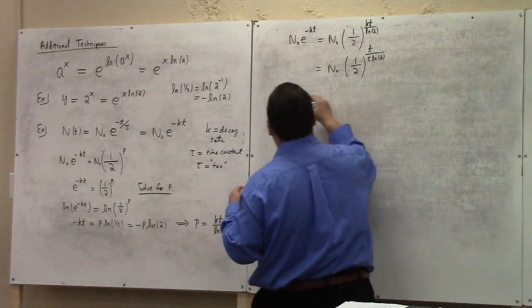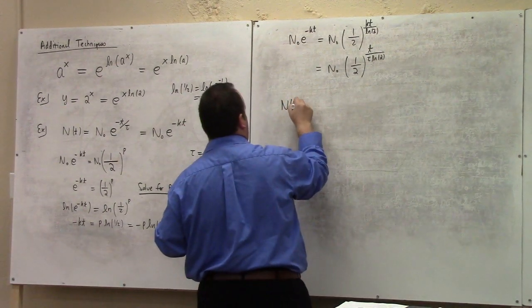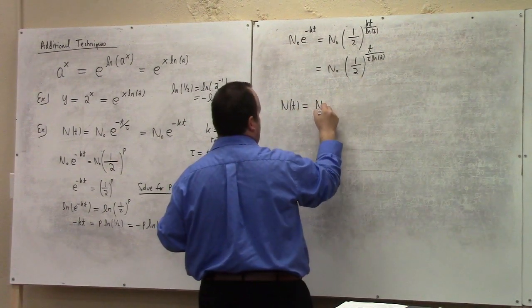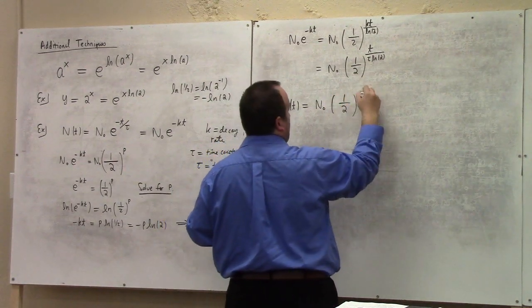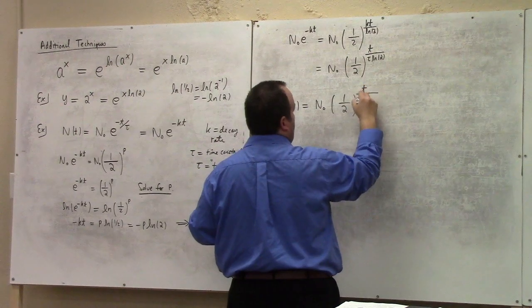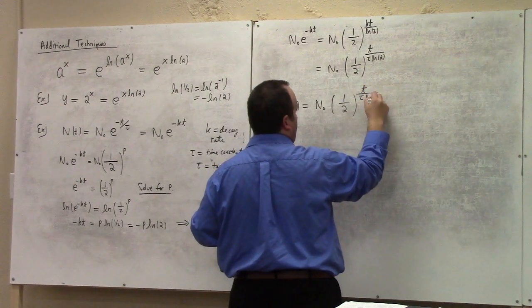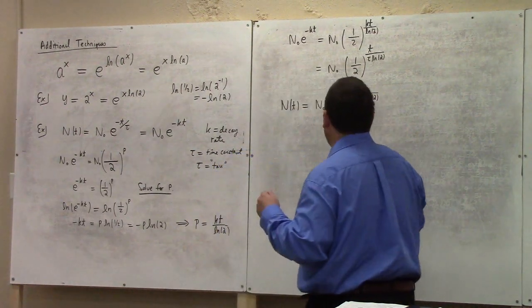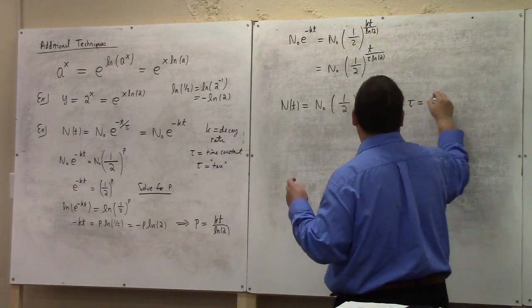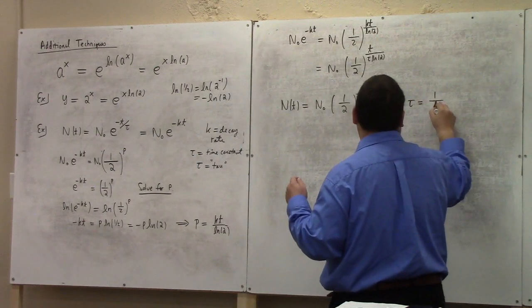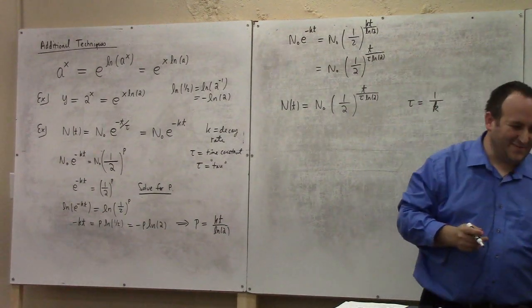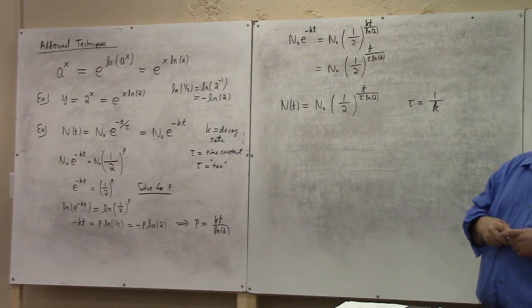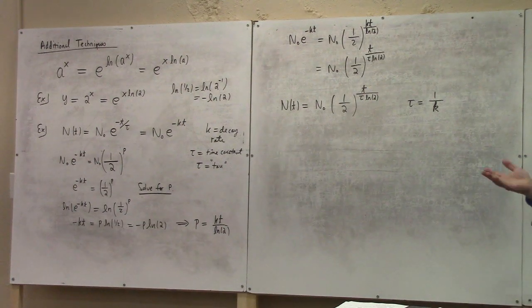So let me rewrite that again. N of t is the initial number of particles times 1/2 to the time over tau log 2. Here, tau is equal to 1 over the decay rate. Are we doing physics? Well, chemistry maybe. This is the half-life formula.